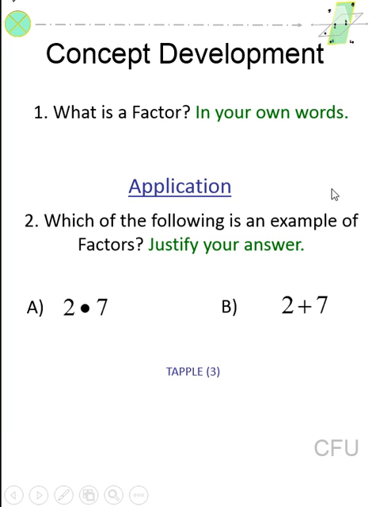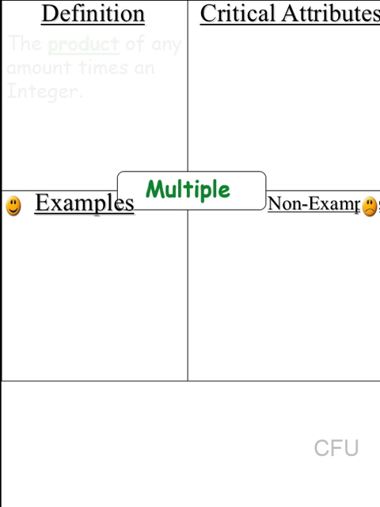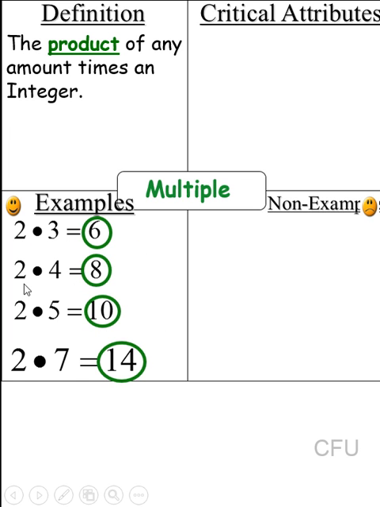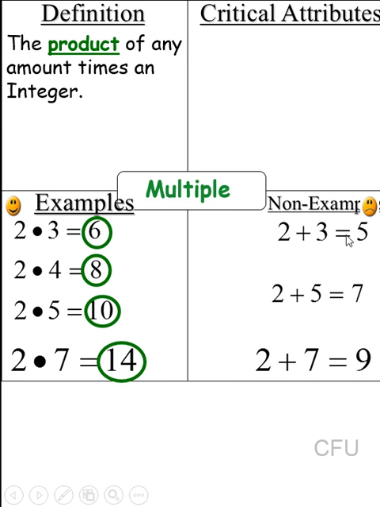The other term is multiple. A multiple is when you take the product of any amount times an integer. So, for example, 2 times 3, 6 is a multiple of 2 and 3. 8 is a multiple of 2 and 4, and so on and so forth. Okay? Tell your neighbor why these are not multiples.